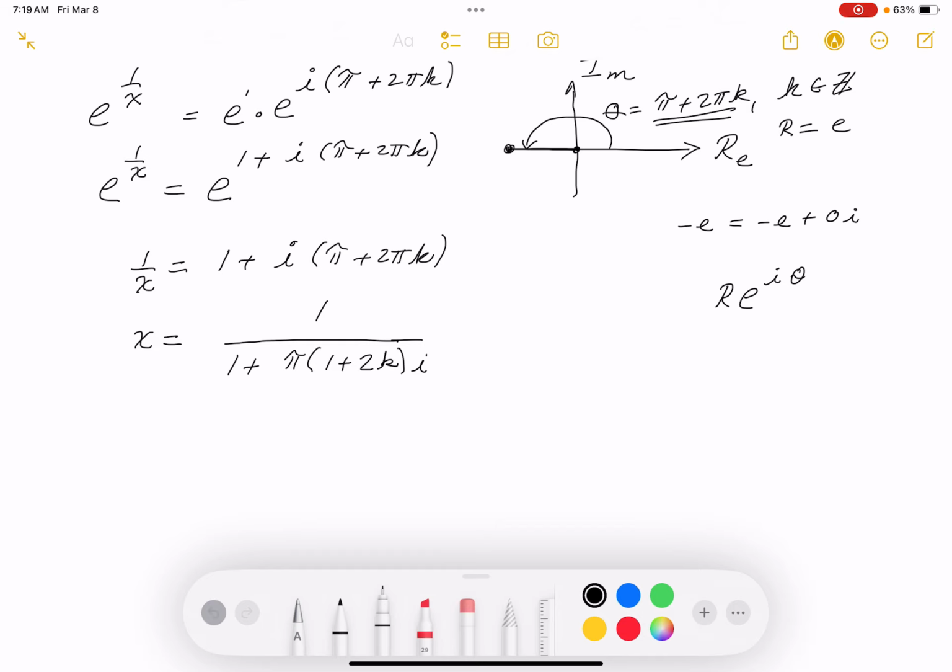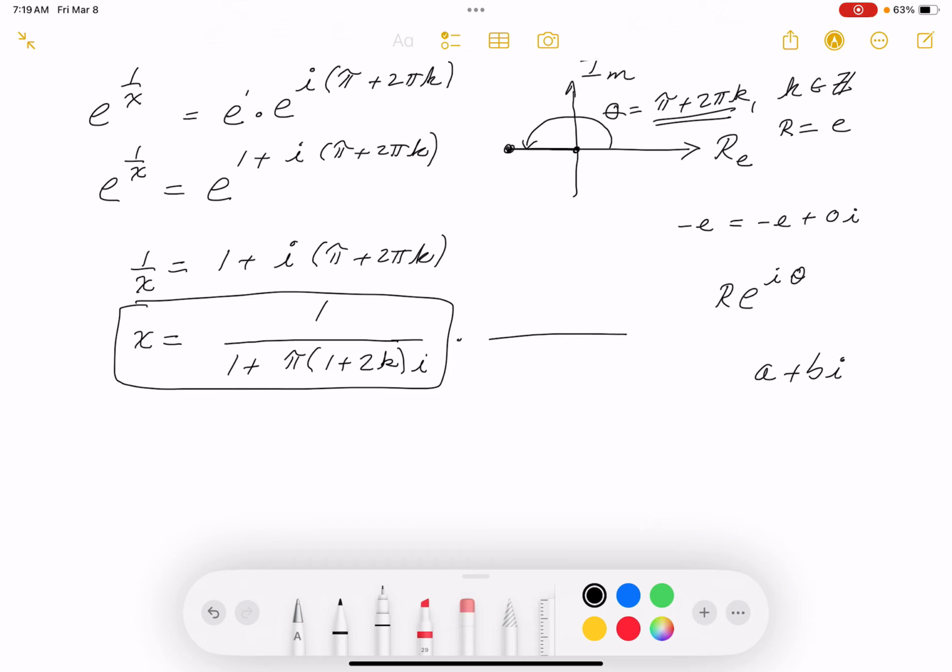Now, by the way, as far as I'm concerned, this is an answer to it. However, I've been told in lower level classes not to write numbers that way. I should write numbers in the form a plus bi. All right? So what I'm going to do is multiply the top by the bottom's conjugate, which is 1 minus pi times 1 plus 2k i. Now, if you multiply the bottom, multiply the top by the same thing. The top is the easy one to do.